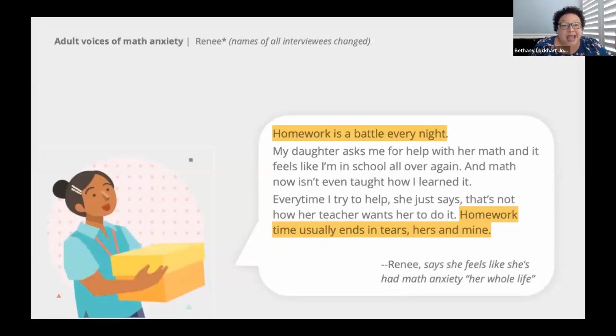But I want to bring Renee into the space. Renee said that she feels like she's had math anxiety her whole life. Her daughter asks her for help with her homework, but it's a battle every single night. Usually ends up in tears, both hers and mine.